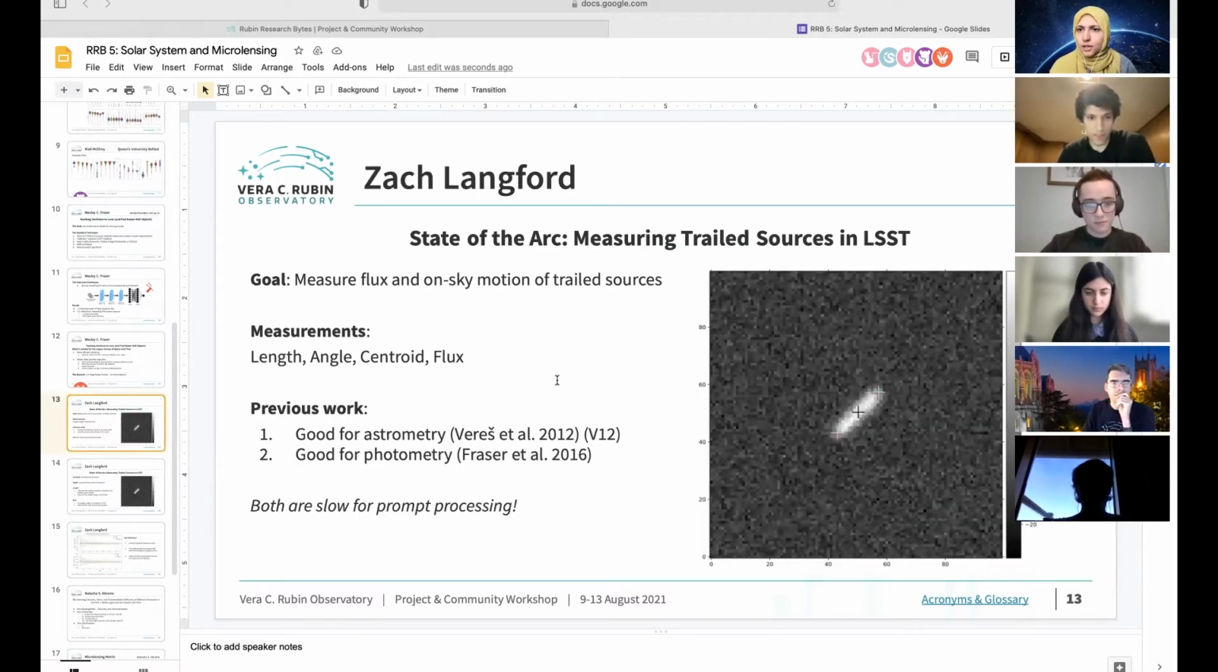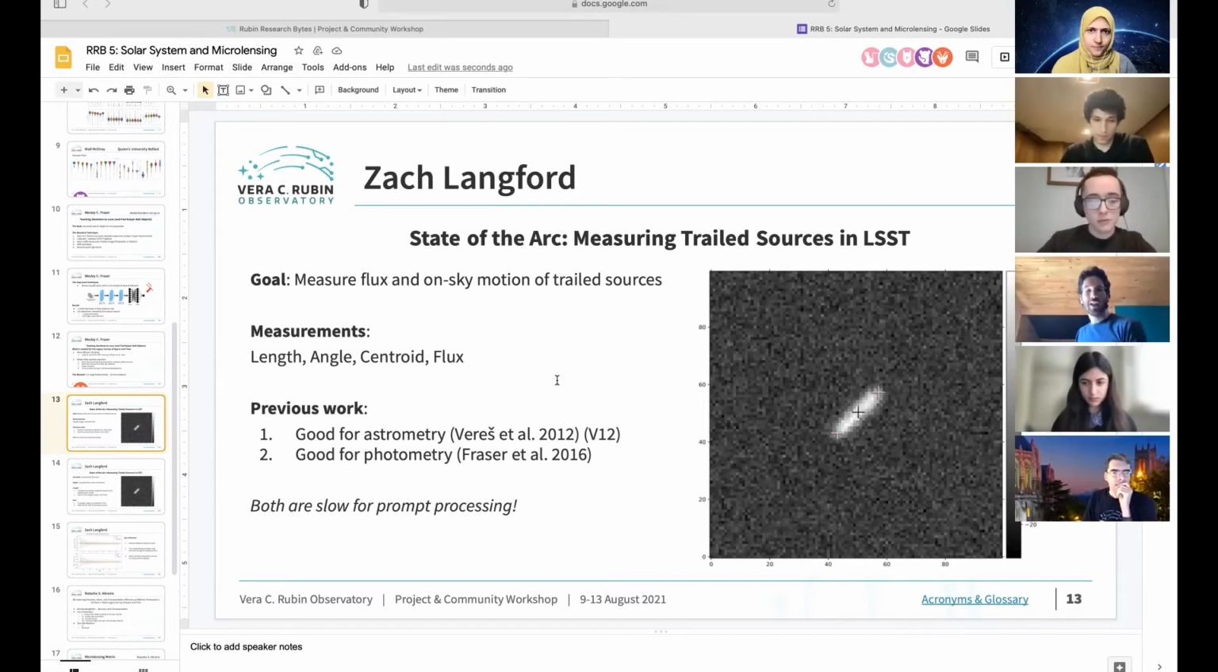Zach Langford. Cool, thank you. Yeah, so I've been working on measuring trailed sources in LSST. The goal here is we want to know things like the flux and the on-sky motion of these trailed objects. And it's useful for understanding the population of near-Earth objects and potentially hazardous asteroids. For us, what we care about are measuring things like length and angle, centroid, and flux.